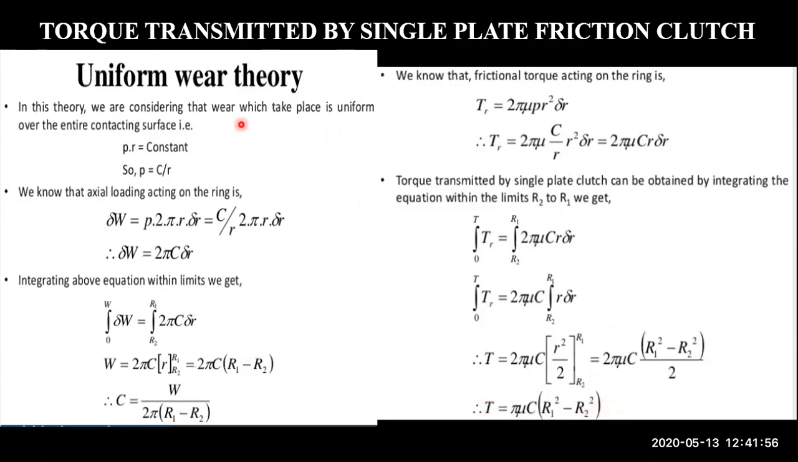And this is for uniform wear theory. You can see this is pretty straightforward, right? The entire surface is contacting. That's why you multiplied P into R, which is a constant, and then you get this equation for torque transmitted by uniform wear theory. So you have these two divisions here, uniform wear and uniform pressure theory. So that's it for the derivation. This will be asked for somewhere between 8 to 10 marks.